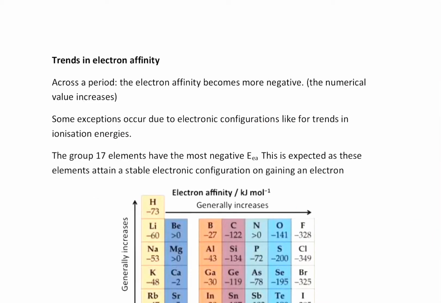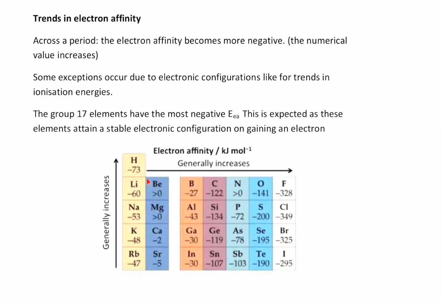Now, the trend in electron affinity. So across the period, as we're moving from group 1 to group 7, what will happen is that the electron affinity values are going to increase, and it becomes more negative. So when we're saying it becomes more negative, we're actually looking at the numbers. Just ignore the sign for now, just look at the numbers. If you look at the numbers, you see that the numbers are increasing. So the numerical value increases, which means that it becomes more exothermic and it becomes easier. Some exceptions occur, just like there are exceptions in ionization energy.